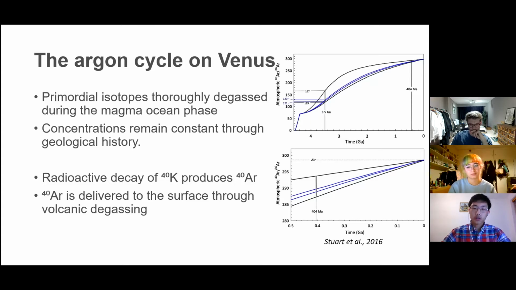The concentration of argon-40 increases as time passes because it's produced by radiogenic decay within the Venusian crust and mantle. And this argon-40 is degassed by magmas and volcanism, and it's brought to the surface by diffusion as well.